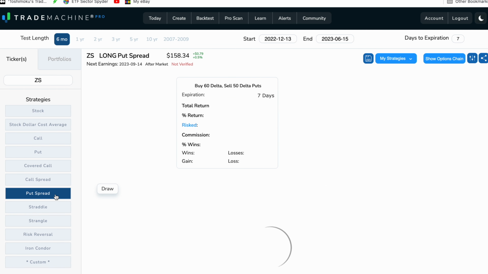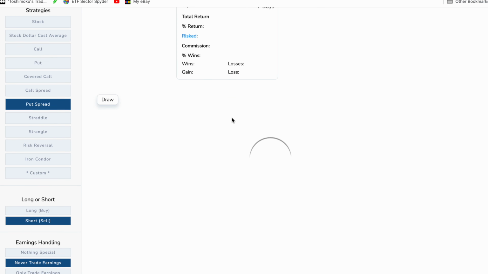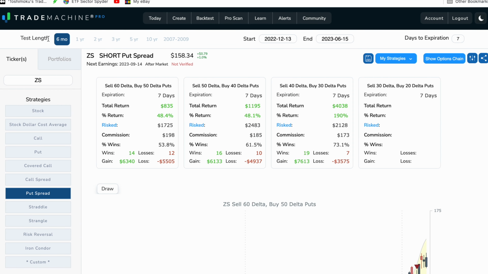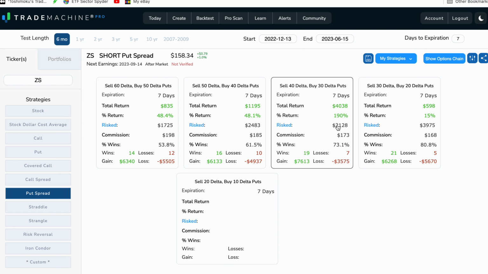Selling an out of the money put spread, the 40-30 deltas, has been, over just the last 6 months, a pretty profitable strategy. I might try this myself, especially since the chart is extremely bullish.